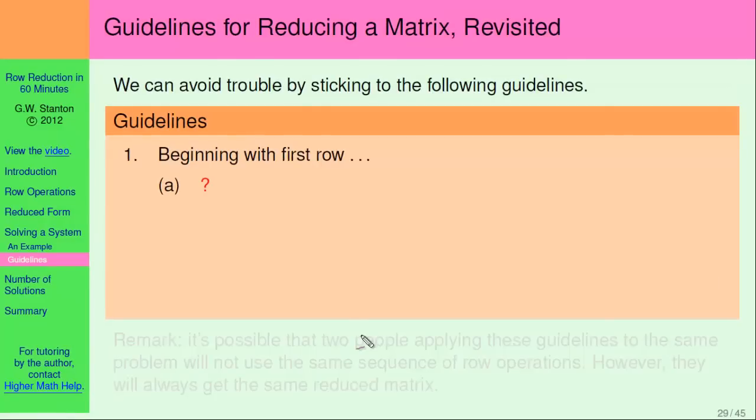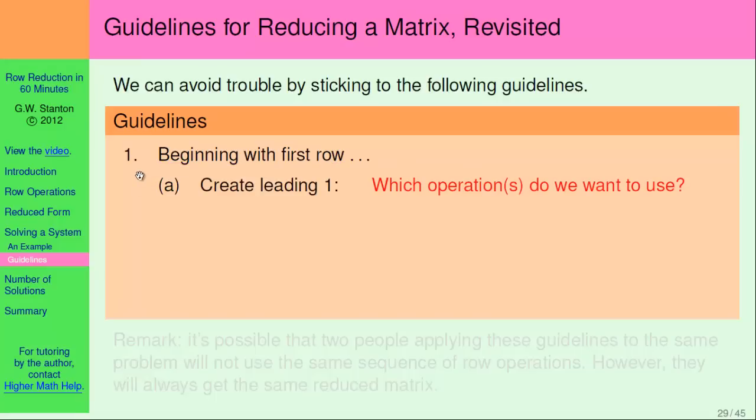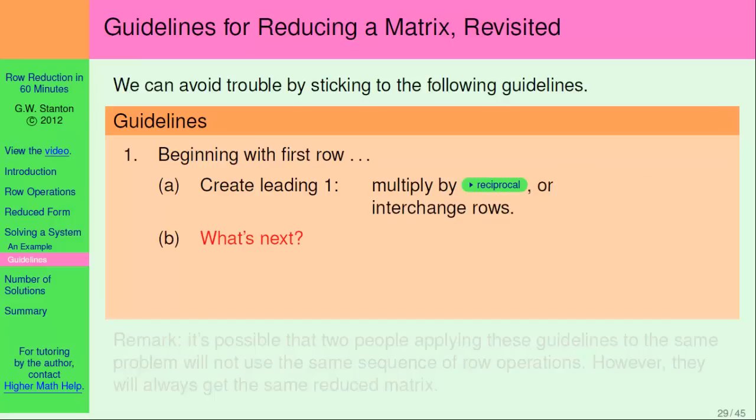Now that we understand the guidelines, we can describe them each in more detail than we did at the beginning of the video. So they say, to start off, we want to begin with the first row, and what do we do to it? We want to create a leading one, and then which operations do we want to use to create a leading one? Or is it always the same operation? Well, almost always we want to multiply by the reciprocal. But sometimes, remember, if we need to create a staircase, then we'll need to interchange rows.